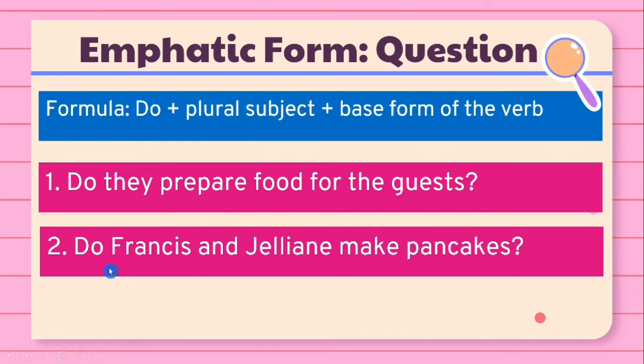What about for our sample 2? We have do Francis and Jillian make pancakes? So let's just follow. We have do plus our plural subject. We have Francis and Jillian. And then for our verb, we have make. So it should be on its base form.